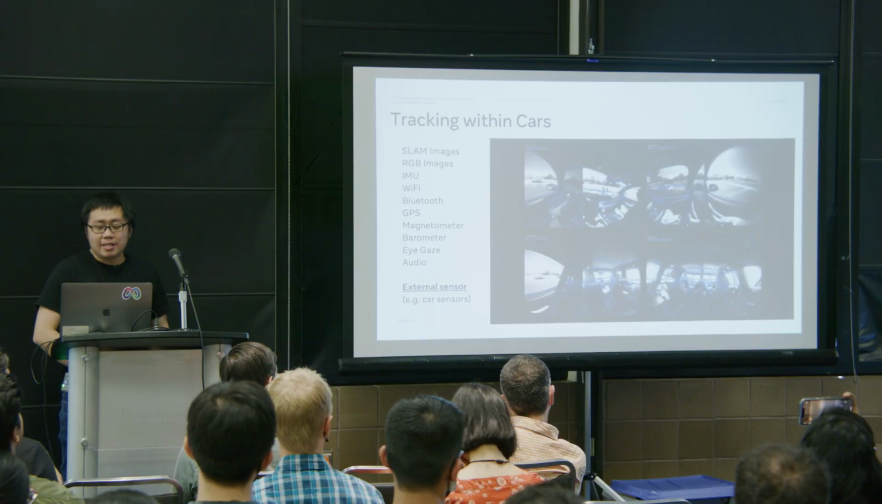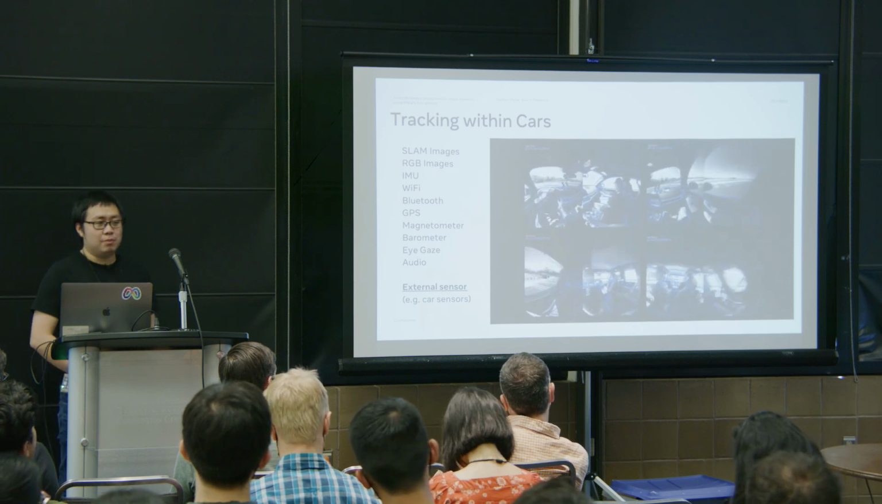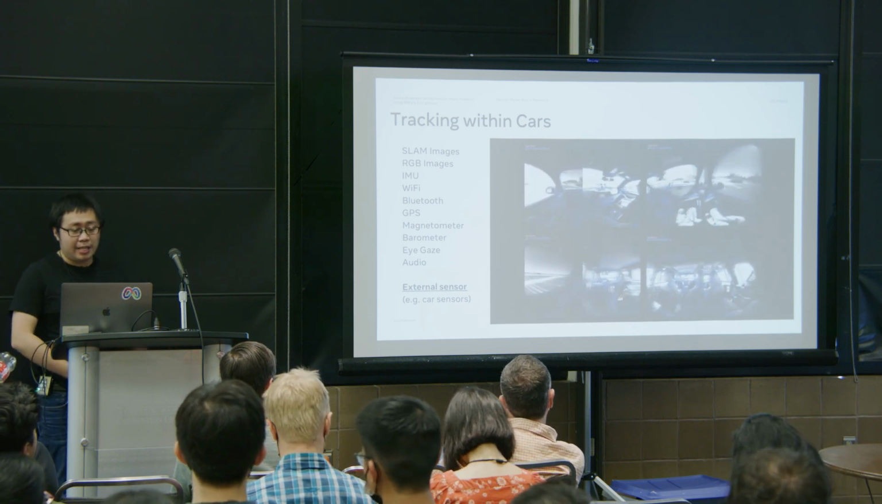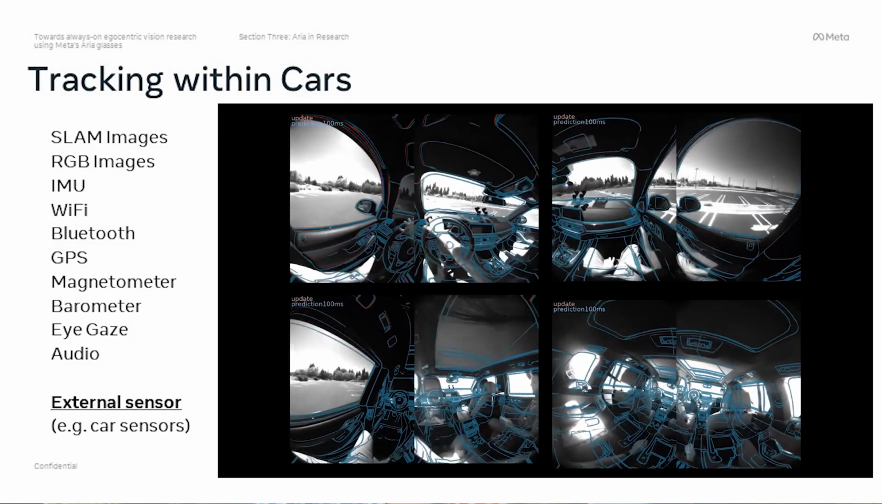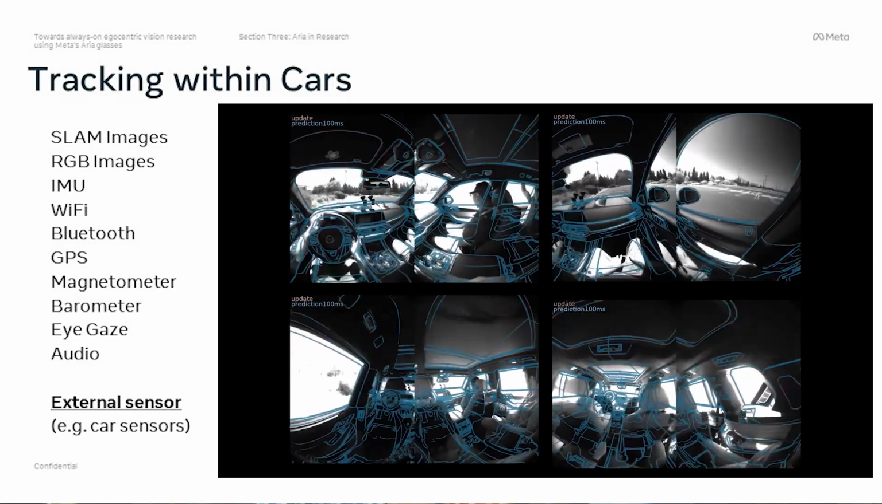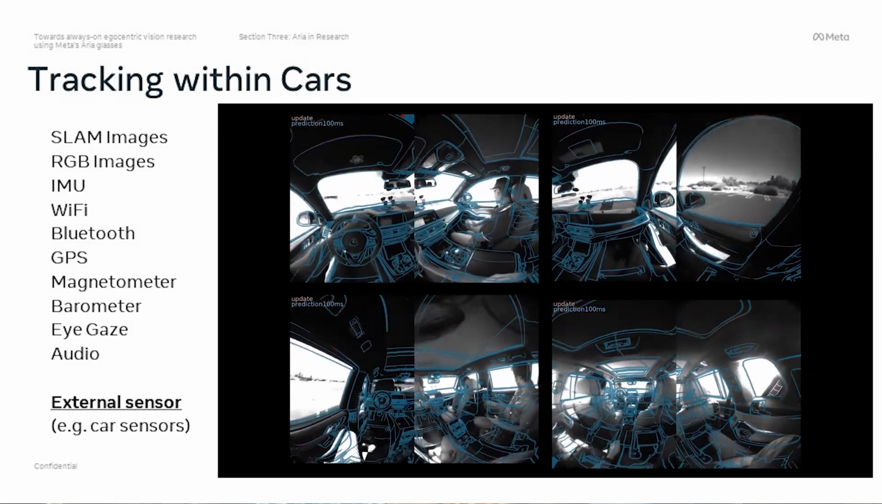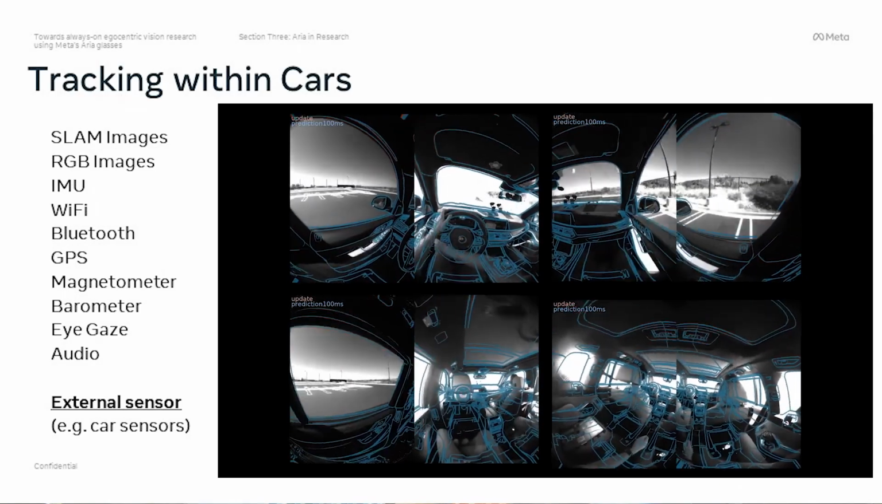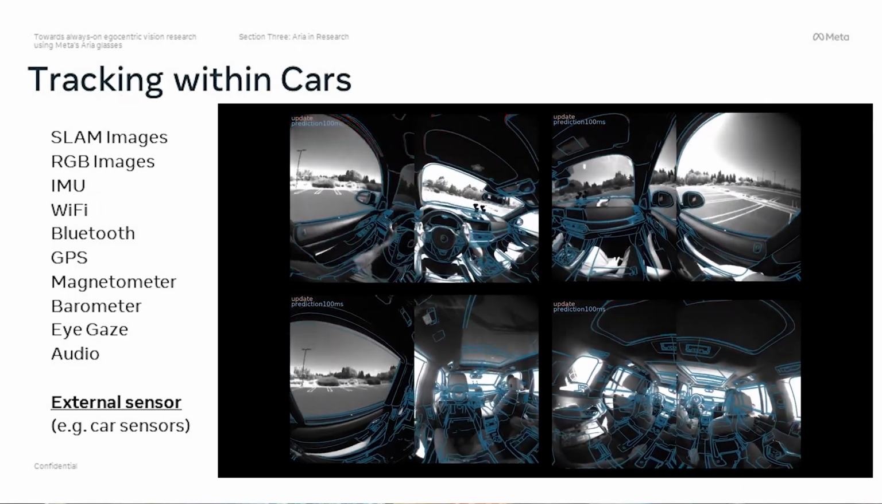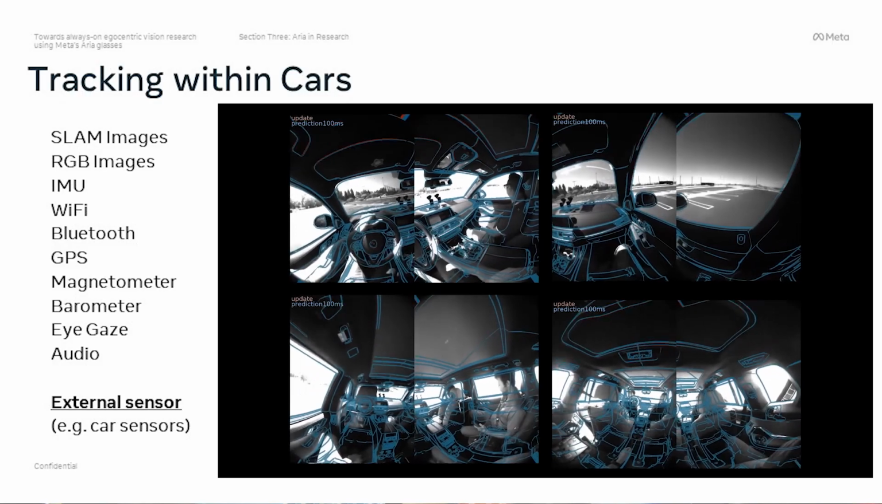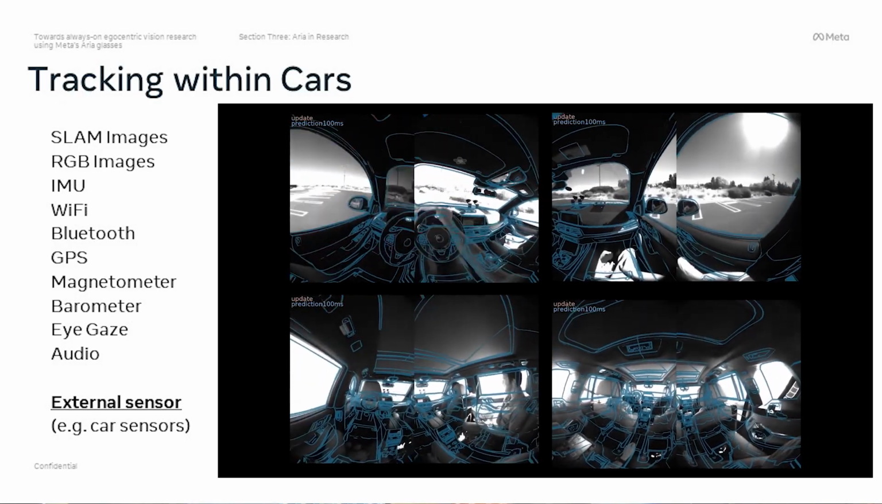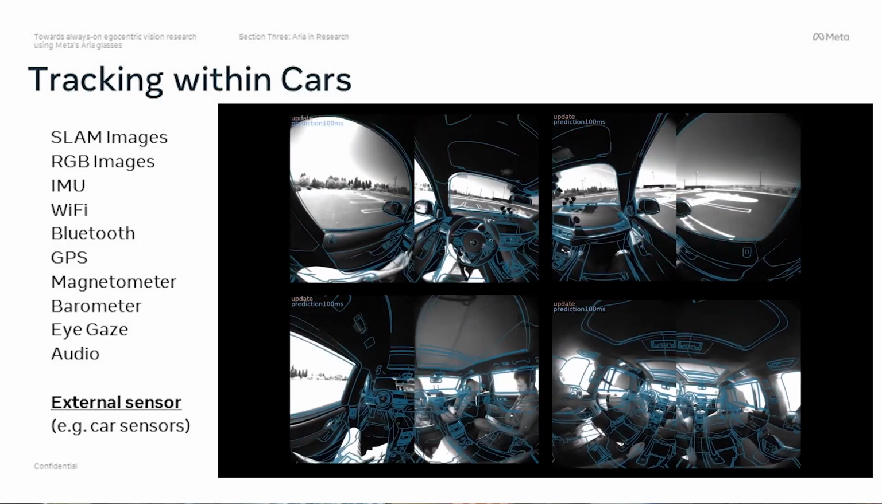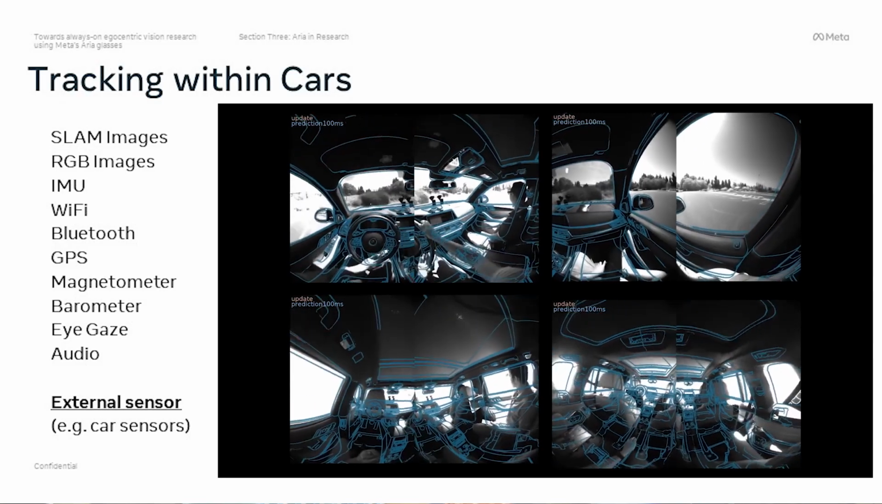Other than the sensors on the Aria devices, it's actually possible to use sensors outside the glasses to help localization. In this slide, we show how extra sensor data can be helpful to solve the moving reference frame problem. Here we're showing some results collaborating with BMW, in which we pair the extra IMU sensor on the car with the Project Aria devices.